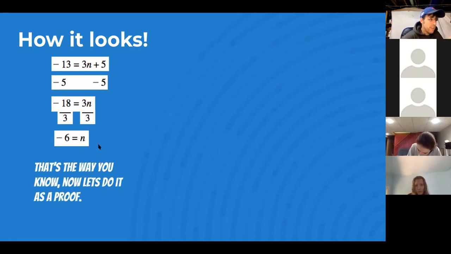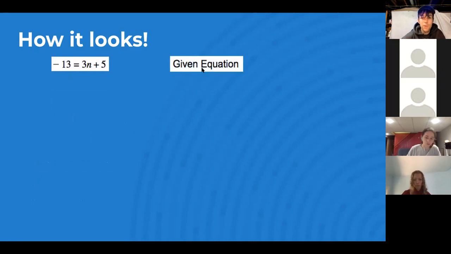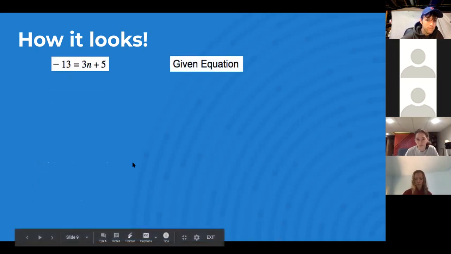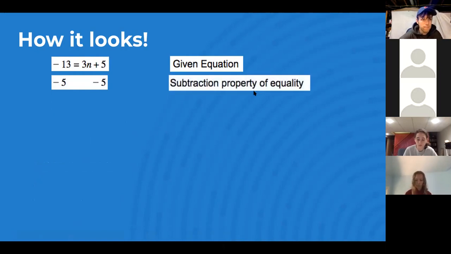So that's the way we know how to do it. But this isn't a proof. This is just us solving an equation. What we would really like is to write some justifications next to each of these steps. So I'm going to do that. This is our given equation. So we're starting off with, we also might call this our hypothesis. Then we subtracted 5 from each side of our equation. That is something we can do based on the subtraction property of equality. We're allowed to subtract the same thing on both sides of our equation.